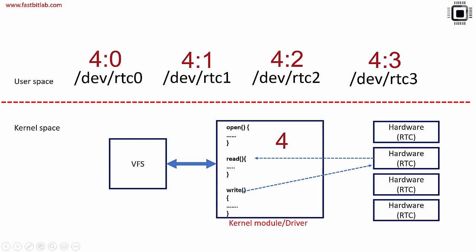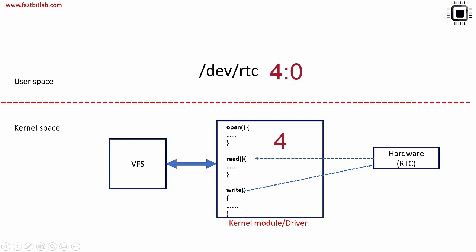In that case, there could be 4 device files like /dev/rtc0, rtc1, rtc2, rtc3. In this case, the device numbers could be 4:0, 4:1, 4:2, or 4:3. Observe here, this part is the same for all the devices, which refers to the driver, and this part refers to the device instances. So collectively, this number is called a device number. This part is called the major number, and this part is the minor number.